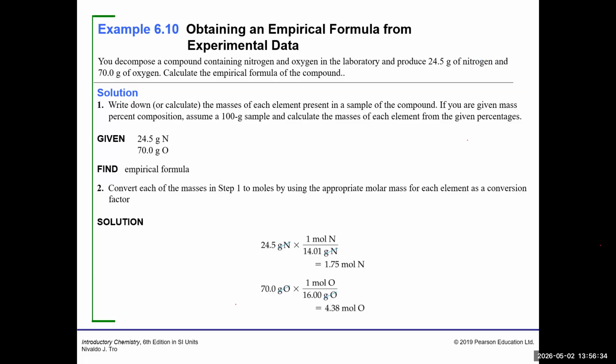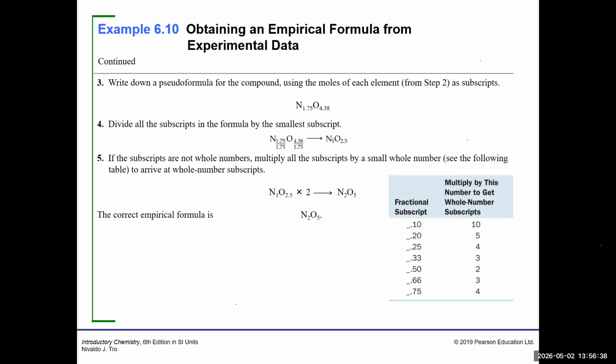Now we are going to use them to find the empirical formula. Step 3 is to write down a pseudo formula for the compound using the moles of each element. We put the moles as the subscripts. So we have nitrogen 1.75, and oxygen 4.38.